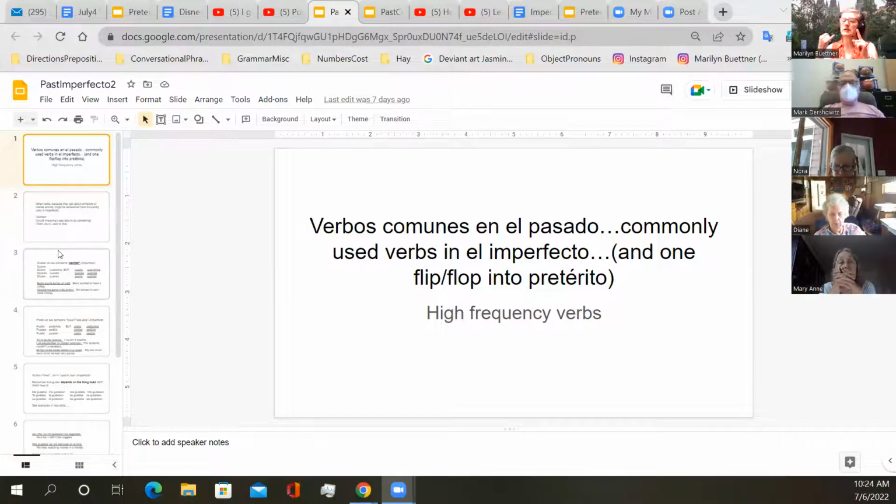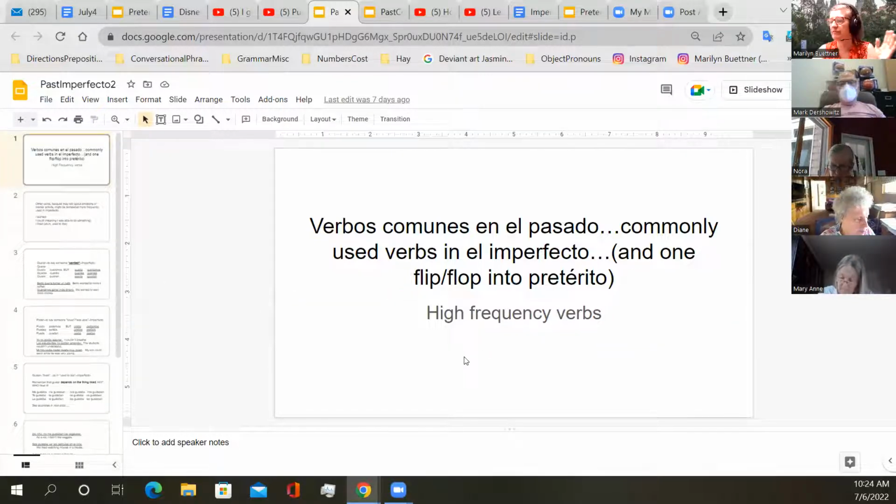Just like we had ser going into era, eras, era, éramos, eran. You had tener: tenía, tenías, tenía, teníamos, tenían, imperfecto. We had había for haber, right? All those common verbs. These kinds of verbs are also going to be used in imperfecto.